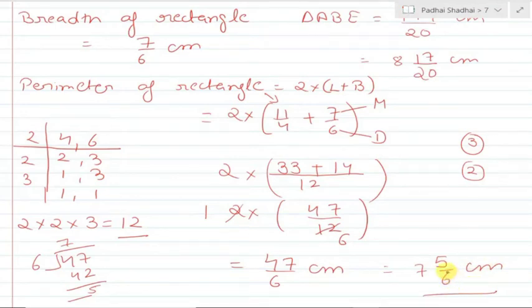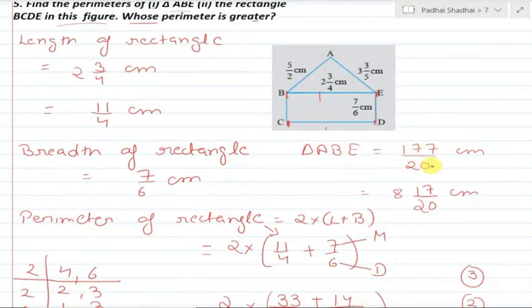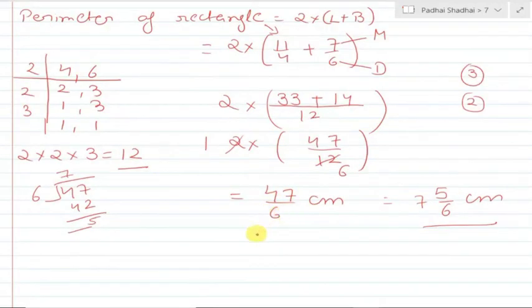Now we have to compare the perimeter of the rectangle and the perimeter of the triangle. We have got both the answers. Perimeter of triangle is 177 by 20 and perimeter of rectangle is 47 by 6. So for comparing them, again we will have to make the base same.